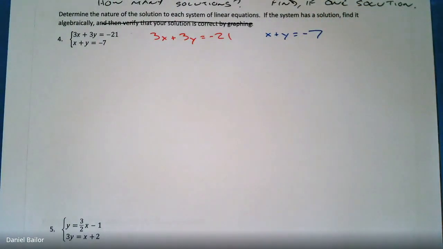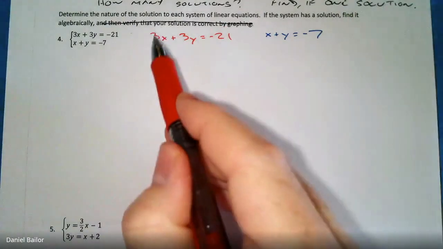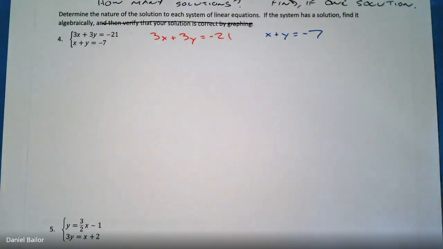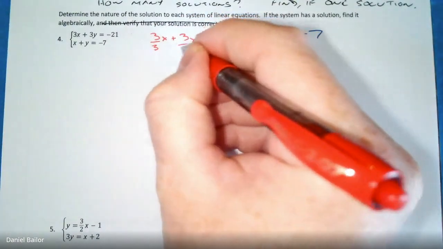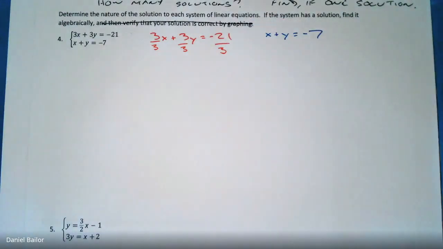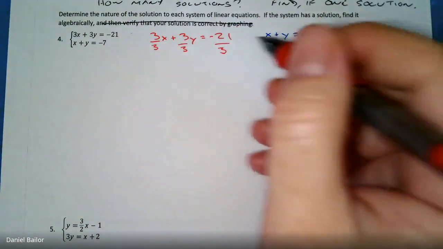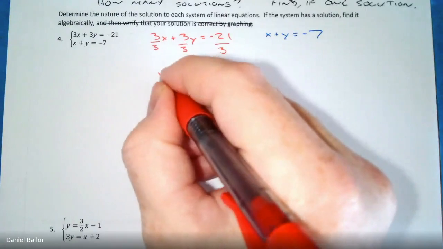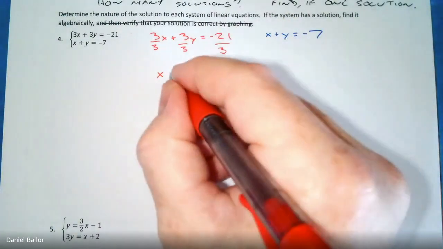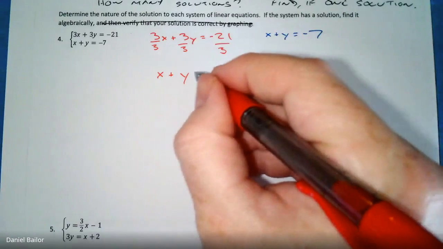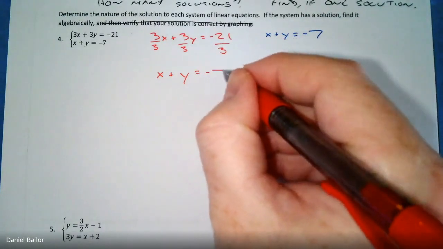Well, first thing I see, and this is what you want to get used to checking, you want to look and see if you can simplify before anything else. This is why knowing your math facts is super important, because I see 3, 3, 21. And I know all of these can be divided by 3. 3 goes into all of those evenly. So I'm going to use the division property of equality to divide everything by 3. 3x divided by 3 is 1x. 3y divided by 3 is 1y. Negative 21 divided by 3 is negative 7.